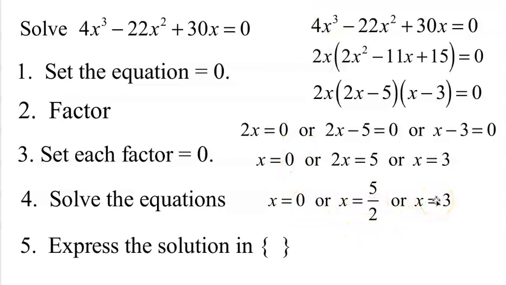We like to write it in the form with a curly brace. So the curly brace form for those 3 would be 0, 5/2, 3. That happens to be in order from lowest to highest, but you don't have to do that. Any order for the curly braces will work. And that concludes this lesson.